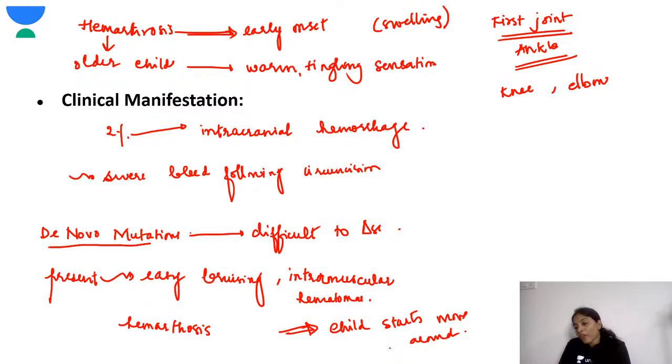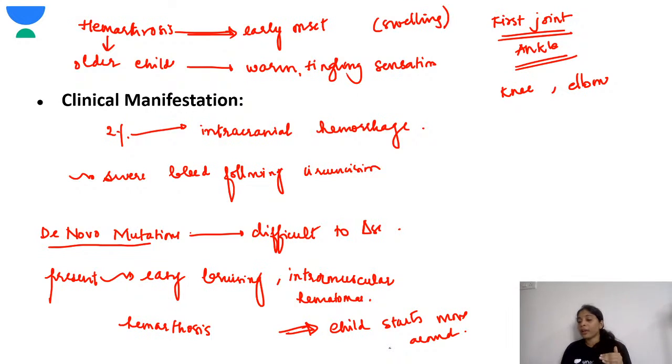Another very important presentation in hemophilia is hemarthrosis. What is it? It is bleeding in the joint. Hemarthrosis especially happens when the child starts to move around. This hemarthrosis can be early onset, where the child is not able to tell what's happening, the pain and all that. So most of the time when there is early onset hemarthrosis, they come with swelling of the joint.